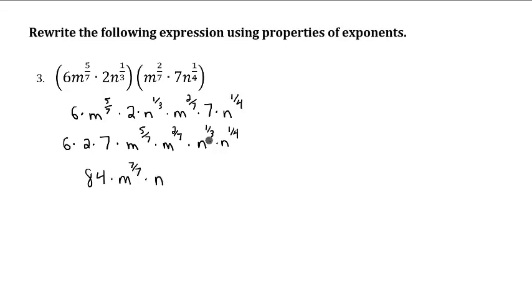And same thing, I have the same base here, so I can add their exponents. So I have 1/3 plus 1/4. If I rewrite these with common denominators, I'll have 4/12 plus 3/12. If I add these two together, I have 7/12. So that's going to be my new exponent, and again I'll simplify this in a second.